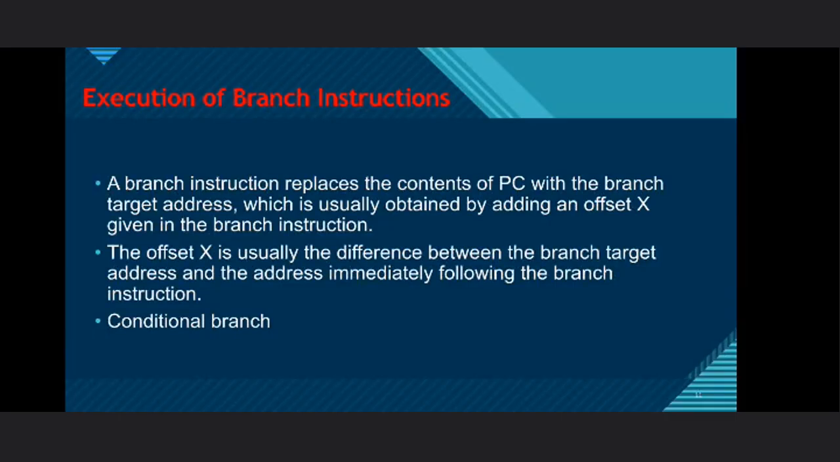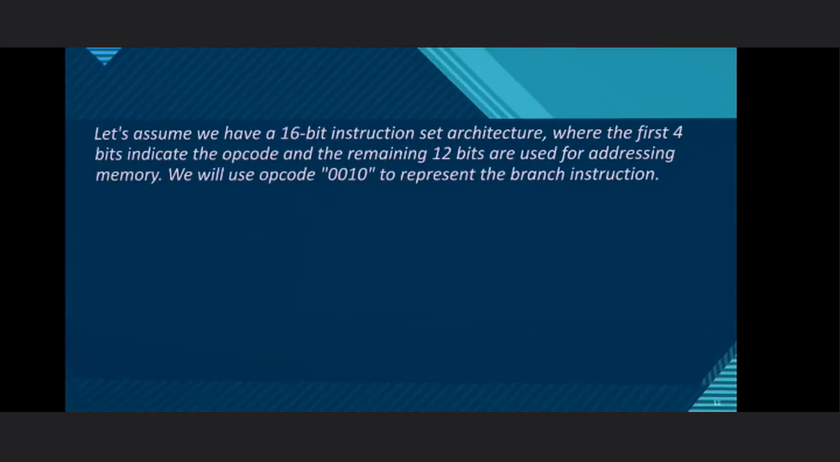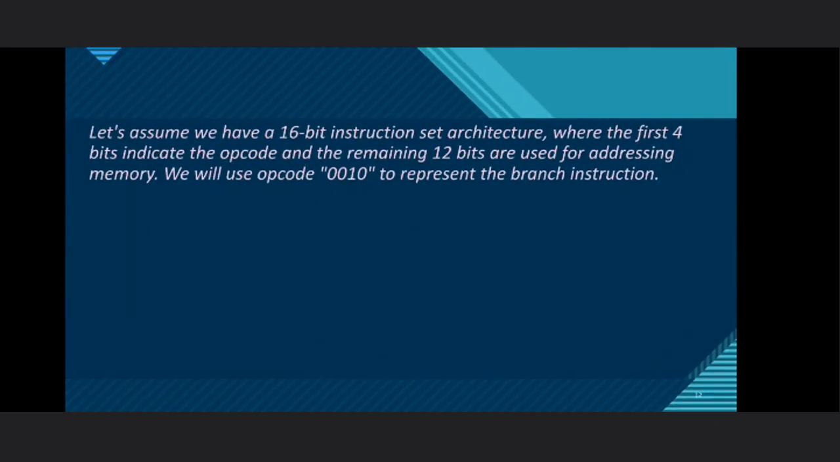Execution of branch instructions. A branch instruction replaces the content of PC with the branch target address, which is usually obtained by adding an offset X given in the branch instruction. The offset X is usually the difference between the branch target address and the address immediately following the branch instruction. Conditional branch. Let's assume we have a 16-bit instruction set architecture, where the first 4 bits indicate the opcode and the remaining 12 bits are used for addressing memory. We will use opcode 0010 to represent the branch instruction.